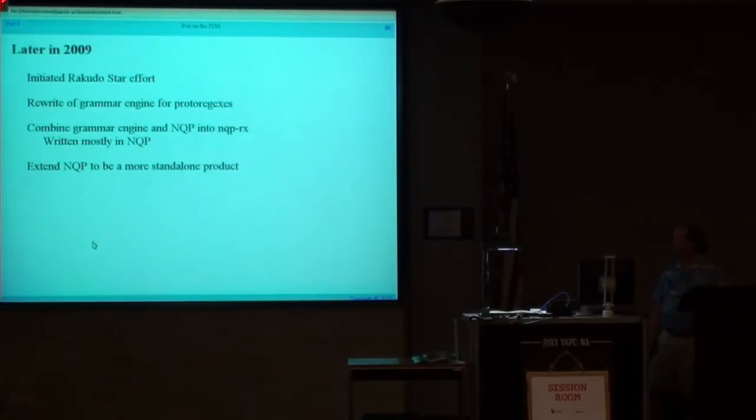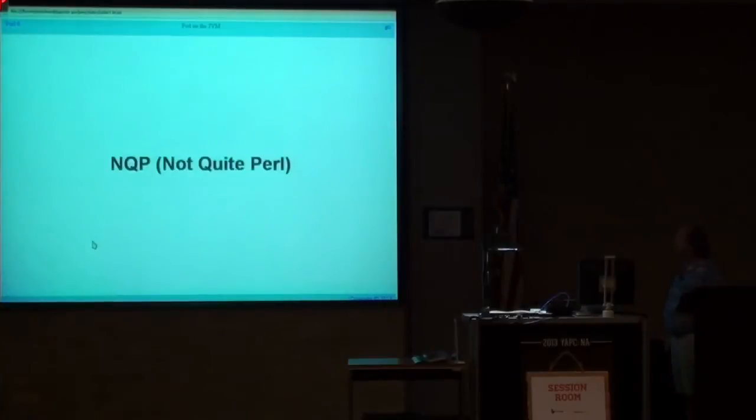And then I said, oh, well, then I'll just rewrite it in NQP, which I'm going to explain here in a little bit. But the evolution became that NQP was going to be more than just a language for writing the compiler portion. It was actually going to be the language for writing the regular expression engine. And that worked out pretty well. So let's talk about what NQP is, because before you can talk about Rakudo or Perl on the JVM for the work that we're doing, we have to talk about what NQP is.